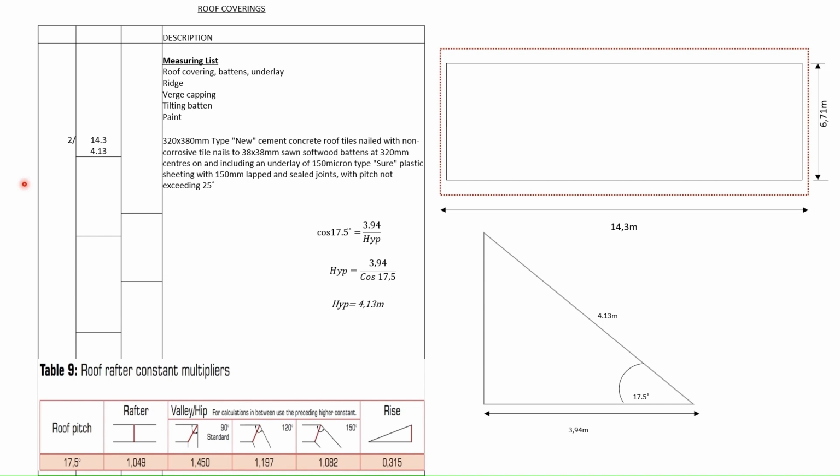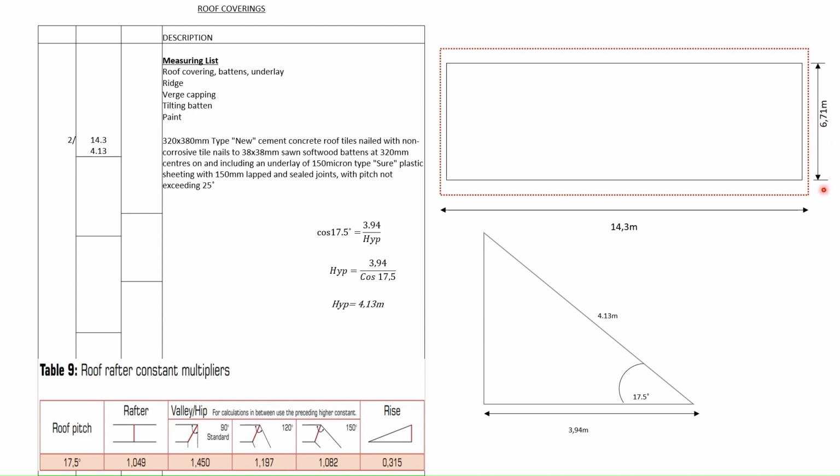Now, the reason why we can use cosine is because number one, we have the pitch of the roof, which is 17.5 degrees, and we also have a known length, which is the vertical length here. That's 6.71 meters. But that 6.71 meters excludes the 500 millimeter overhang plus the fascia plus half the width of the gutter. So basically in order to get that 3.94, you would say 6.71 meters divided by 2, right? That would give you 3.355.